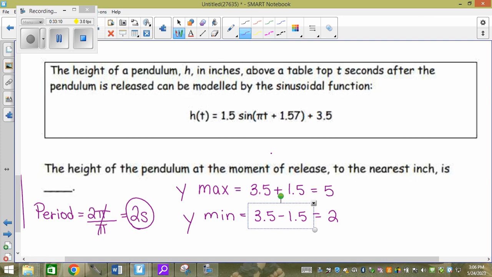But this one says, the height of the pendulum at the moment of release. Remember, we've talked about moment of release. What is that just the same as? Time equals, someone said it, 0. T is just x. So I go second trace value, 0, enter. Try it out. Second trace value, 0, enter. To the nearest inch, what do we get? What's the height at 0? 5? Because it's starting at its maximum, this particular pendulum.